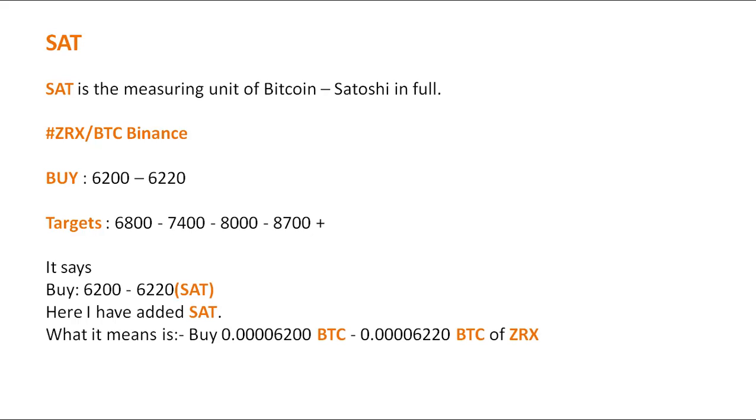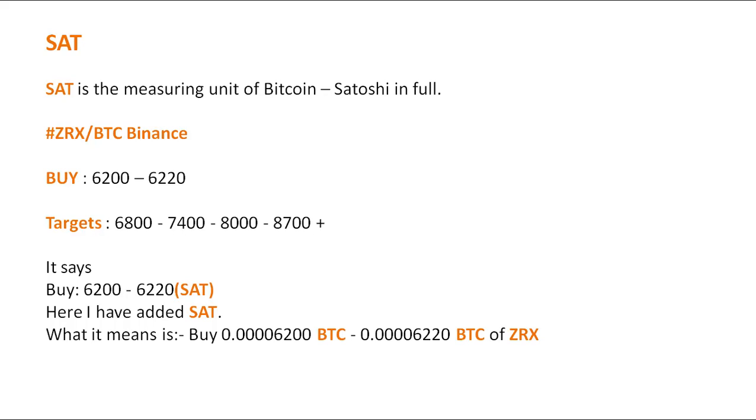It says buy 6,200 to 6,220 SAT. That's Satoshi. Here I have added SAT, so the SAT means Satoshi. Now in full, what it means is buy 0.00006200 BTC to 0.00006220 BTC of ZRX. So that's exactly what it means.